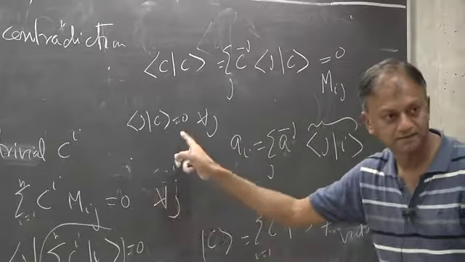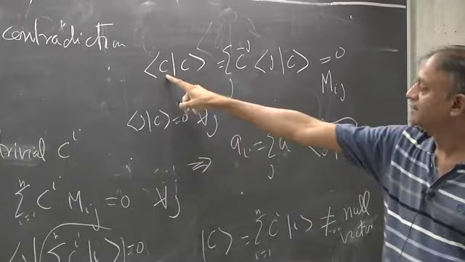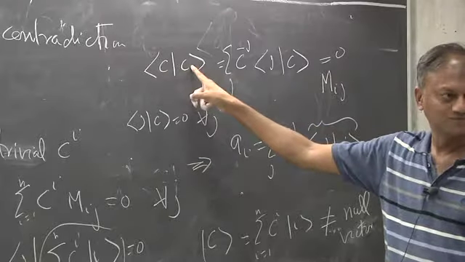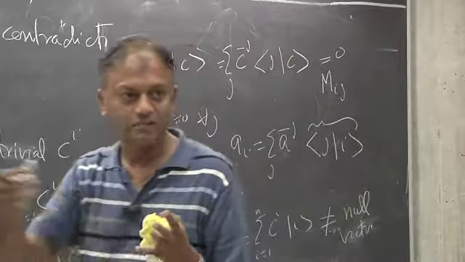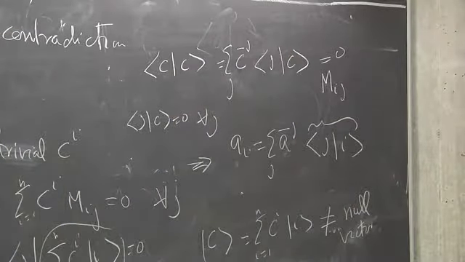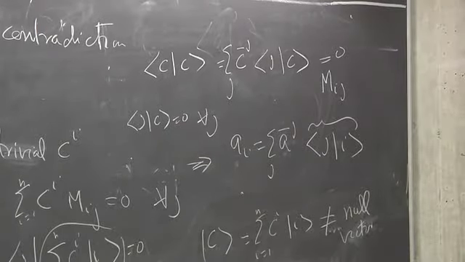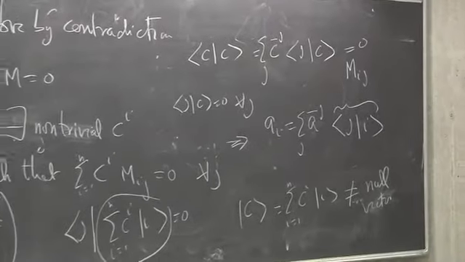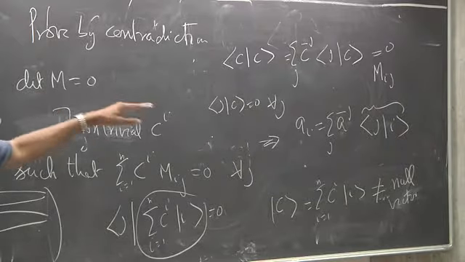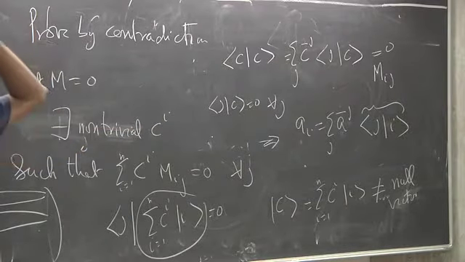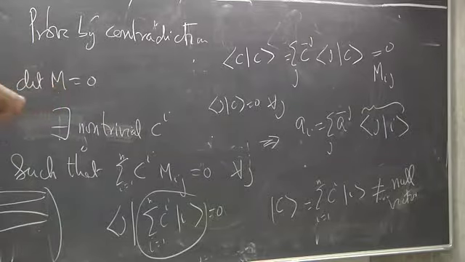This implies in particular that the norm square of C is 0. But we remember that one of the defining conditions of the scalar product was that the norm square of any non-null vector cannot be 0. It's strictly positive. So this is a contradiction. So we are saying therefore that the determinant of M cannot be equal to 0. Okay. Is that clear? This is a contradiction.